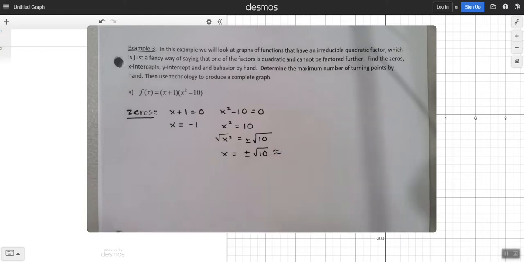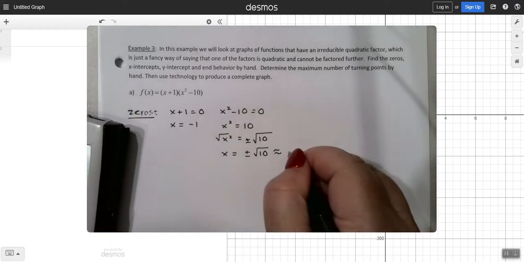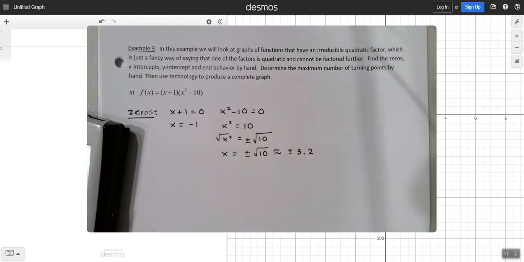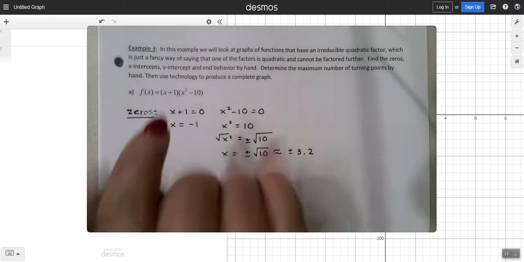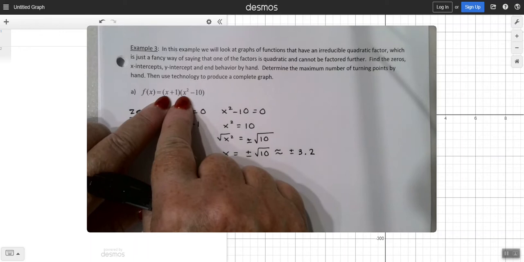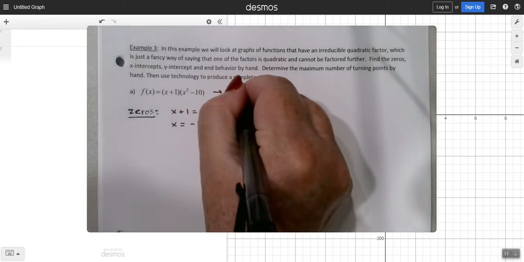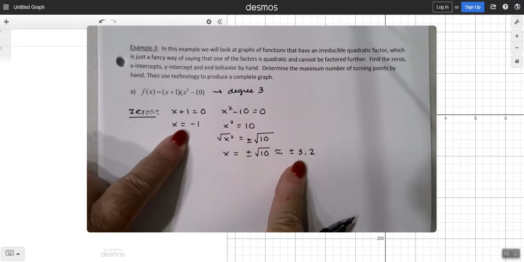Now, since I'm going to have to put that on a graph, I'm going to go ahead and get a decimal approximation for that. That's about plus or minus 3.2. Don't need a whole lot of decimal places of accuracy there because I can only be so accurate on my graph anyway. All right, so I got 3 zeros, and notice this would have been x to the third, so it would have been a cubic or degree 3 equation. And so I can be sure I found all of my zeros.